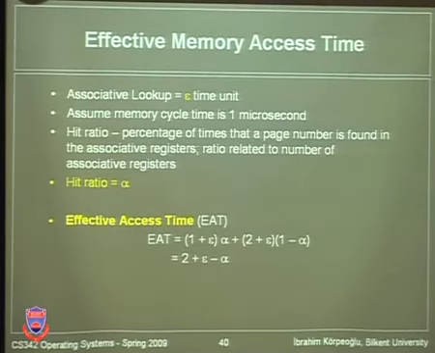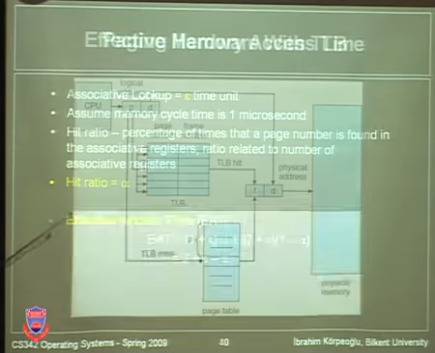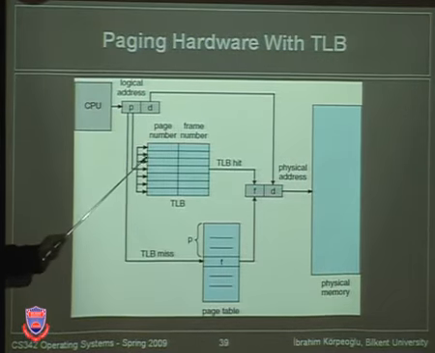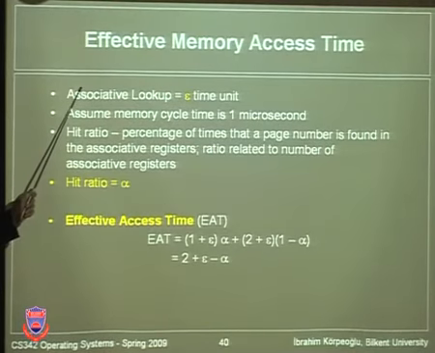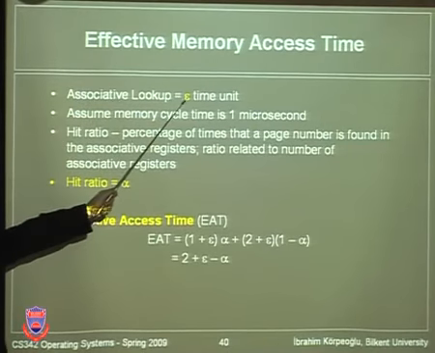So what is the effective memory access time? How can we compute it depending on the hit ratio? The hit ratio is the percent of time that you can find the page number in the TLB. One minus the hit ratio is the percent of time that you cannot find it in the TLB. So the hit ratio will be a real number between 0 and 1. Assume that it takes epsilon time units to access the TLB and perform a lookup there.